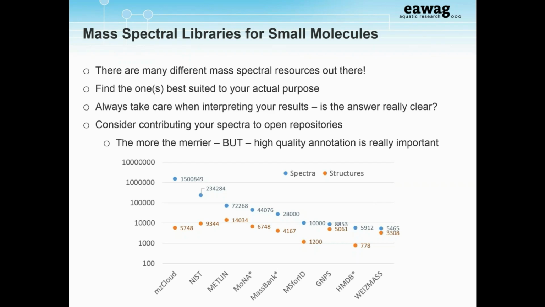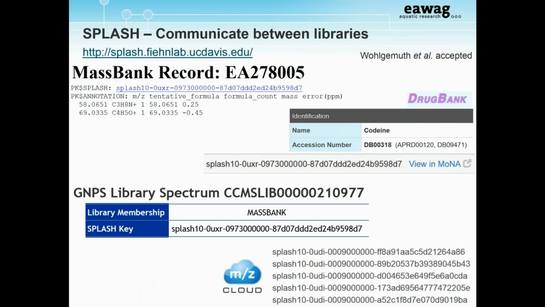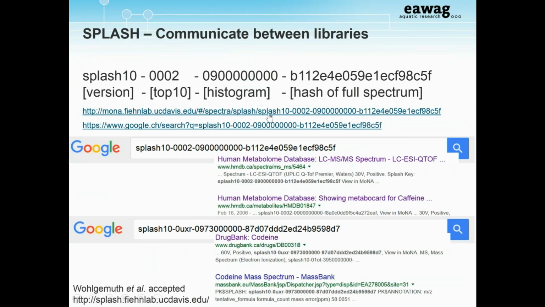So the last question is related to the SPLASH keys that you showed on one slide. So how to create such a SPLASH key? If I can go back to my slide very quickly. What you can see here right at the bottom left is splash.fiehnlab.ucdavis.edu. This basically has everything you need to know about the SPLASH. You can use some web services to create it. We've got it programmed in several different languages now.